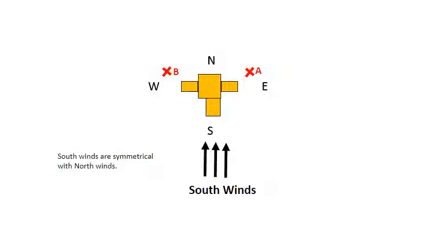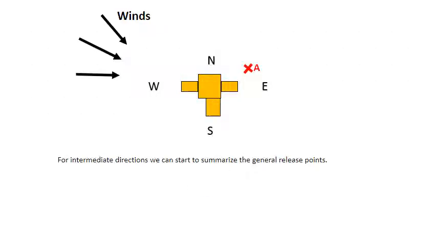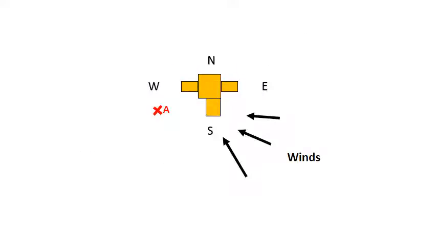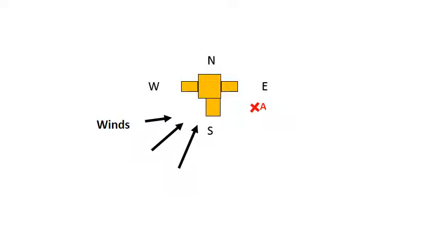South winds are symmetrical with north winds. For intermediate directions, we can start to summarize the general release points. Northwesterly winds, again, point A. Northeasterly winds, southeasterly winds, and southwesterly winds.